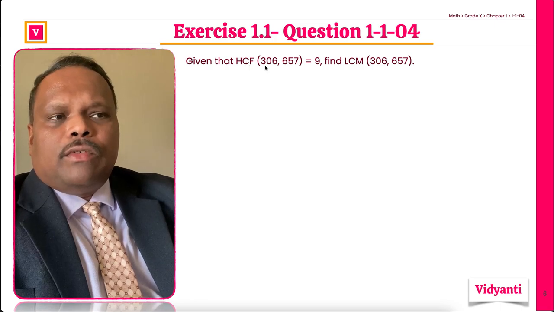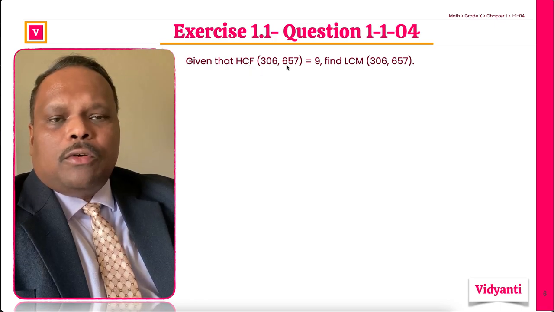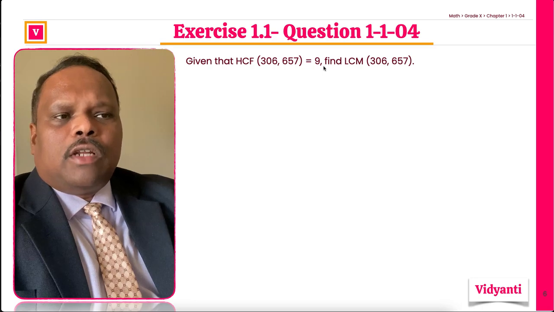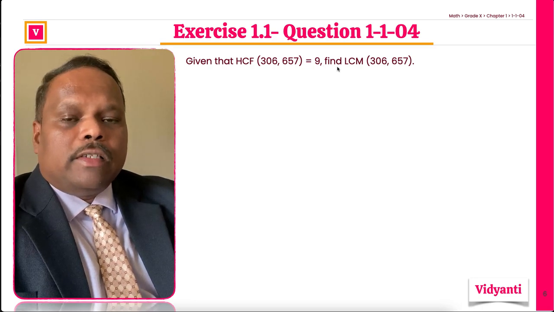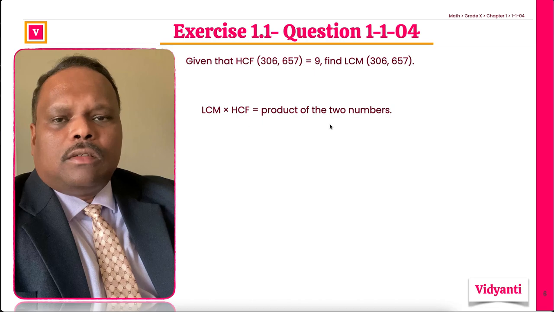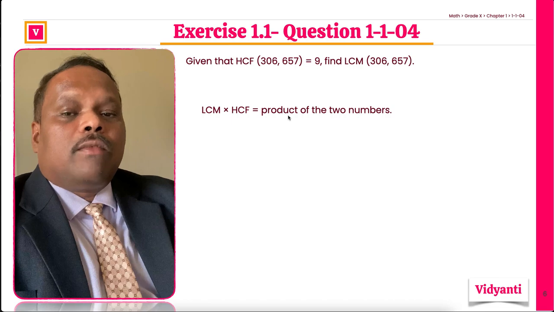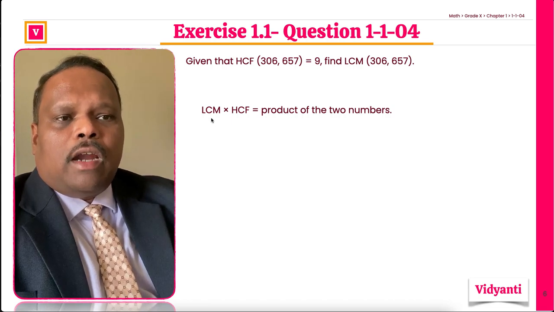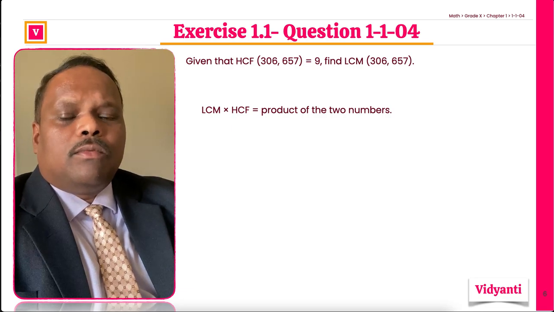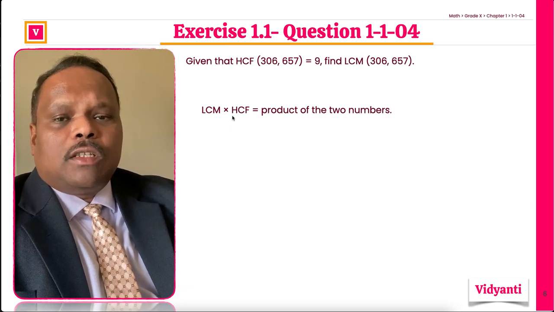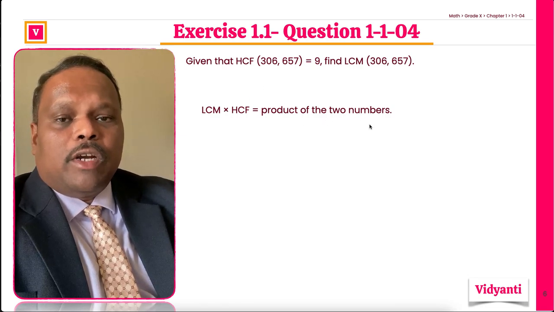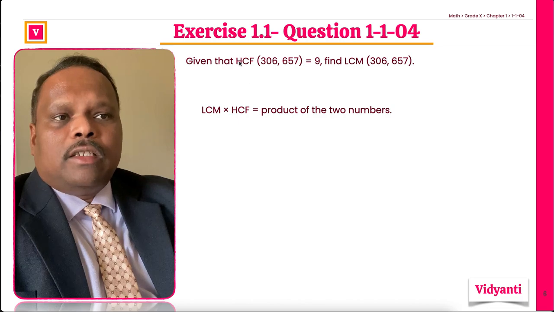Given that the HCF of these two numbers 306 and 657 is equal to 9, we are supposed to find out the LCM. Now we have this interesting equation: LCM times HCF equals the product of the two numbers. So that means there are 4 things involved, the original two numbers, and the LCM and HCF. Out of these 4, if you know any 3, then the 4th can be found out. So they can twist the question. Here they have given the 2 original numbers, so the right hand side is completely defined, but out of LCM and HCF they have given only HCF, so LCM is supposed to be found out.